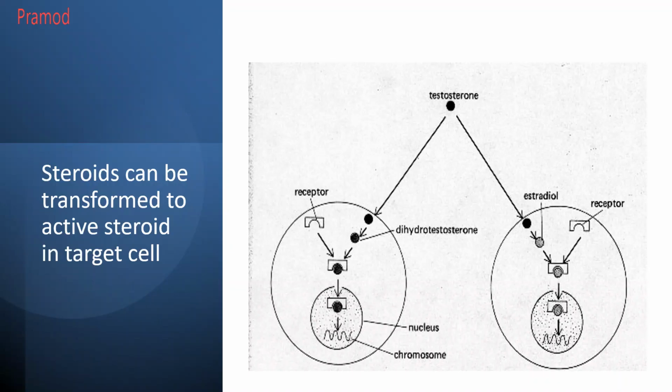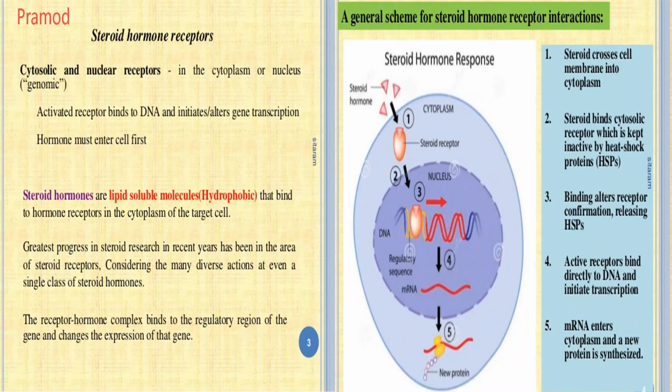As I said, testosterone gets converted into dihydrotestosterone, which binds to the receptor and enters the nucleus, which leads to mRNA synthesis. Similarly, testosterone, which is synthesized in the gonads, gets converted into estradiol, which enters the cell, binds with its receptors, and shows its transcriptional activity.